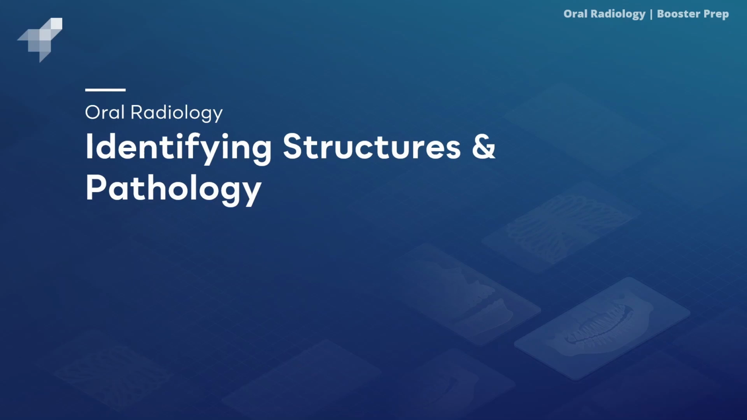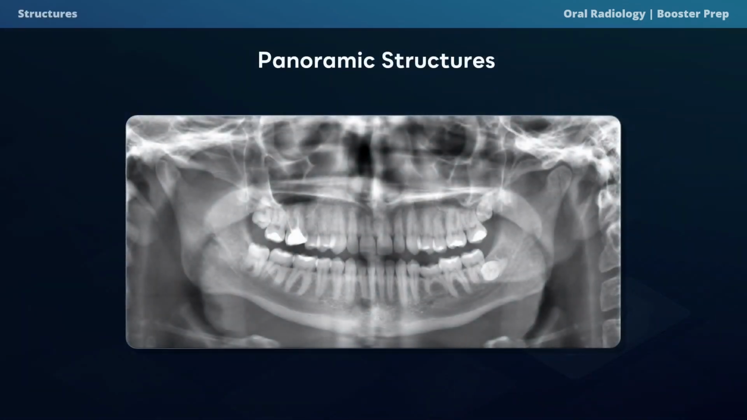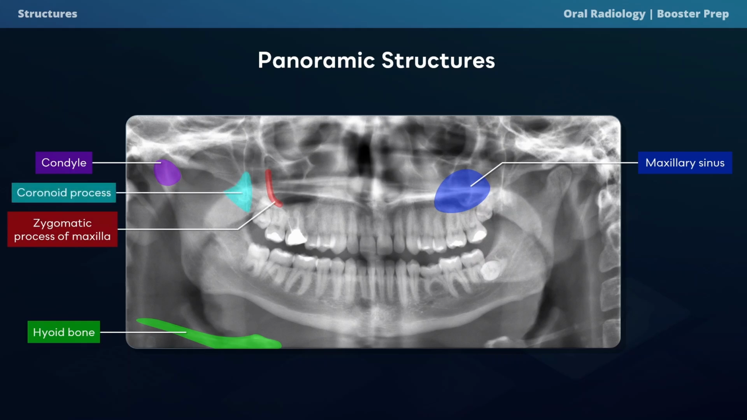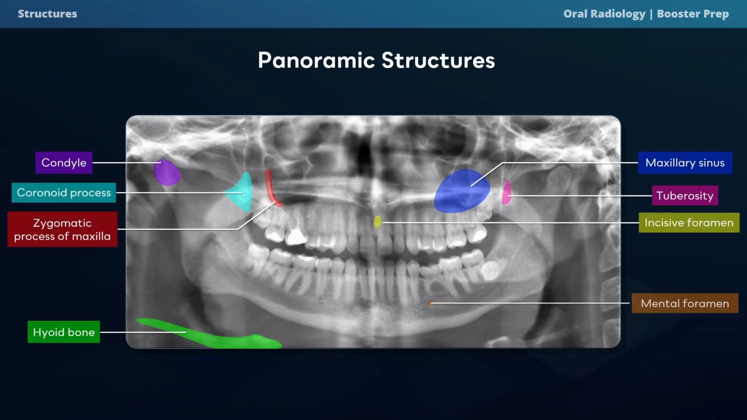I'm Pooja and today we're going to be identifying structures and pathologies on radiographs. Let's get started. Let's start out by checking out some of the normal anatomical structures you can spot on a panoramic x-ray. You'll typically see the condyles, the maxillary sinus, the hyoid bone, the zygomatic process, the coronoid process, the maxillary tuberosity, the incisive foramen, and the mental foramen.